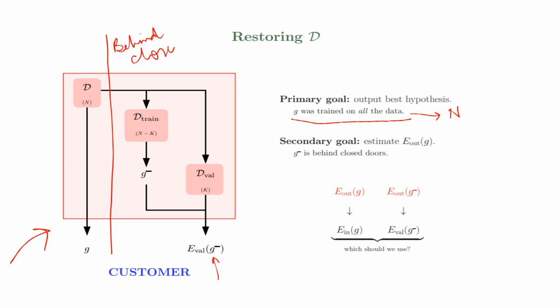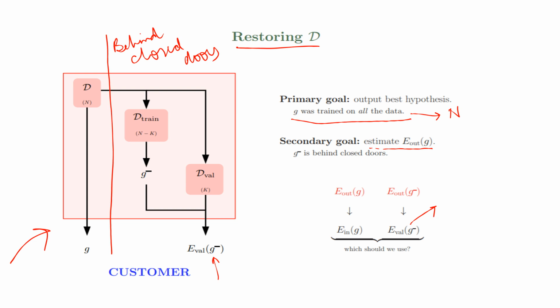This is behind closed doors, which means we have to utilize the data that we have, and we cannot just get rid of it. That's what restoring D, or restoring the data set, means, and that is the primary goal. The secondary goal is that we have to estimate E out of g. We found out that a good estimate of E out of g was E val, and E val was based on this deficient hypothesis. Okay, so how does all of this play a role?